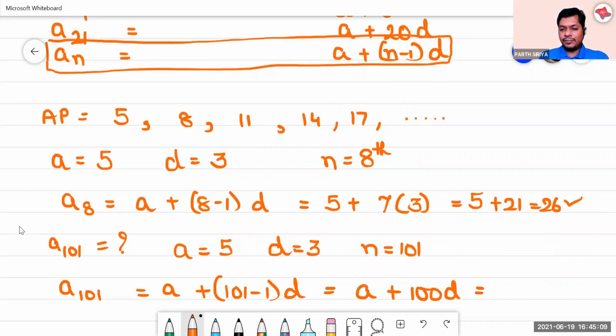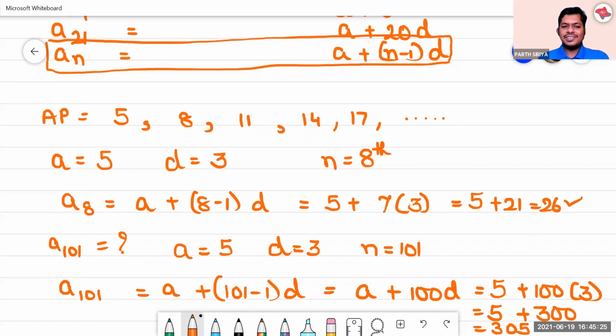A की वैल्यू है 5, 100 तो 100 है, और D की जगह पे I'll put 3. So I'll get 5 plus 300. 300 plus 5, 305. ये लो, कितनी इजीली मुझे 101st टर्म मिल गया, है कि नहीं? करेक्ट.